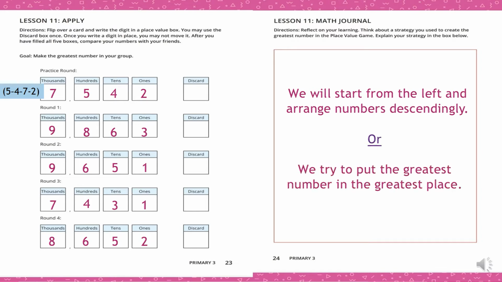Or we can try to put the greatest digit in the greatest place. As we did, 7 is the greatest digit, we will put it in 1000. Then the greatest will be 5 because we took 7. 5 in hundreds, 4 in tens, 2 in ones, and so on.